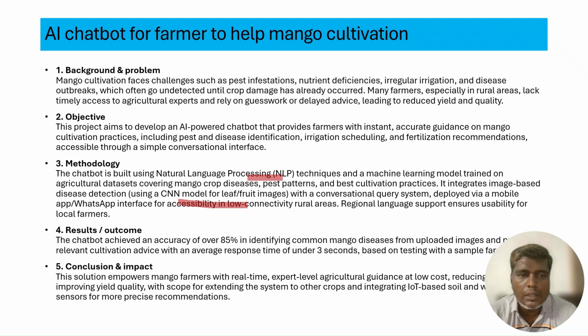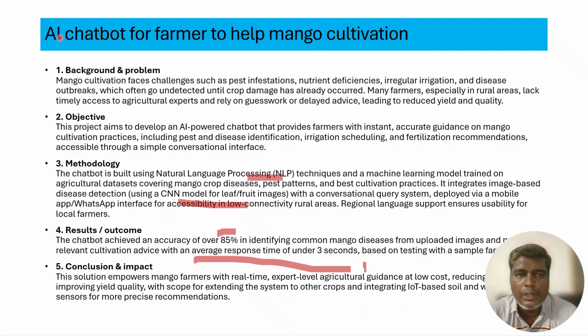And the next thing is the result outcome. So here we have 85 percent, and the average response time has been reduced to 3 seconds. So these are a few highlights. And here the conclusion is real-time expert guidance at low cost, reducing yield loss, and the scope is to extend the system to other crops.